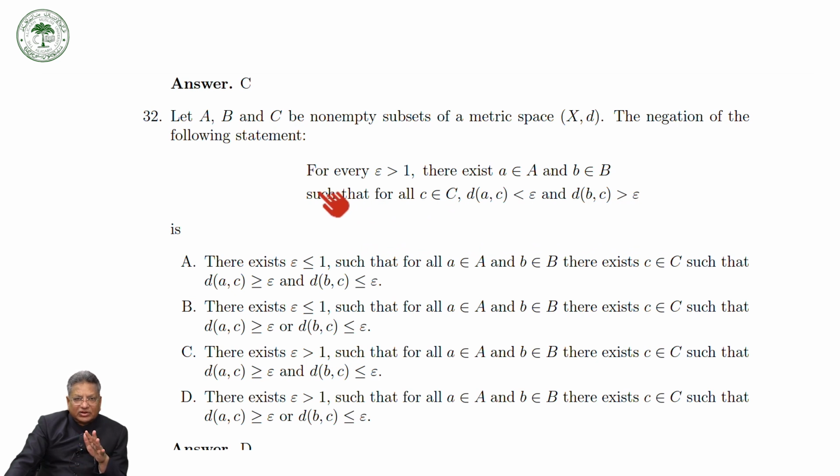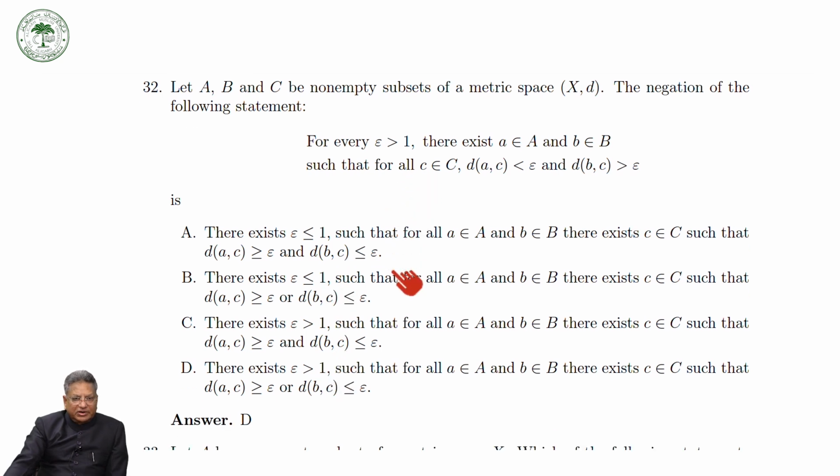So the negation of this would be there exists epsilon greater than 0 such that for all a in A, b in B, there exists c in C such that d(a,c) is greater than or equal to epsilon, and the negation of the 'or' here is 'and', so d(b,c) is less than or equal to epsilon. So it means that statement D is correct. So one must know what would be the negation of this statement.